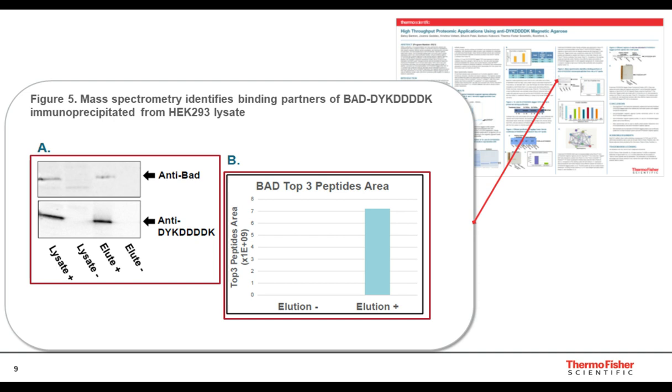To do this, the eluates were processed in solution, digested with trypsin, and analyzed by nano-LC-MS/MS using a Thermo Scientific Dionex nano-LC system and a Q Exactive HF mass spectrometer. The top 3 peptides identified for the eluate from the lysate with expressed flag-tagged BAD corresponded to the BAD protein. The non-transfected control did not contain any BAD peptides.